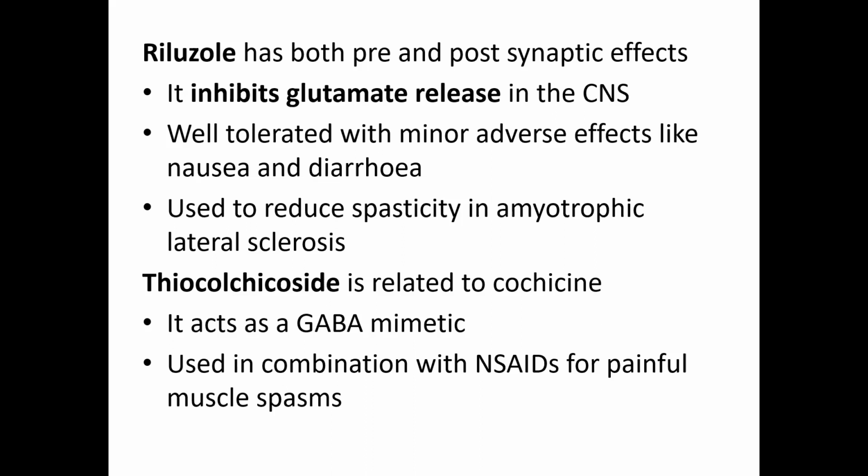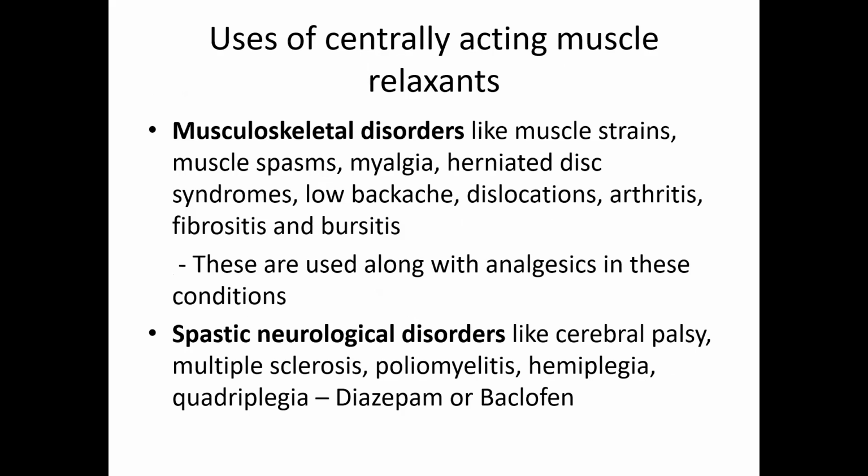And the next drug is thiocolchicoside. It is related to colchicine. Sorry, it is a spelling mistake, not colchicine. Colchicine is the anti-rheumatoid drug. It acts as a GABA mimetic. And thiocolchicoside is used in combination with non-steroidal anti-inflammatory drugs for painful muscle spasms.